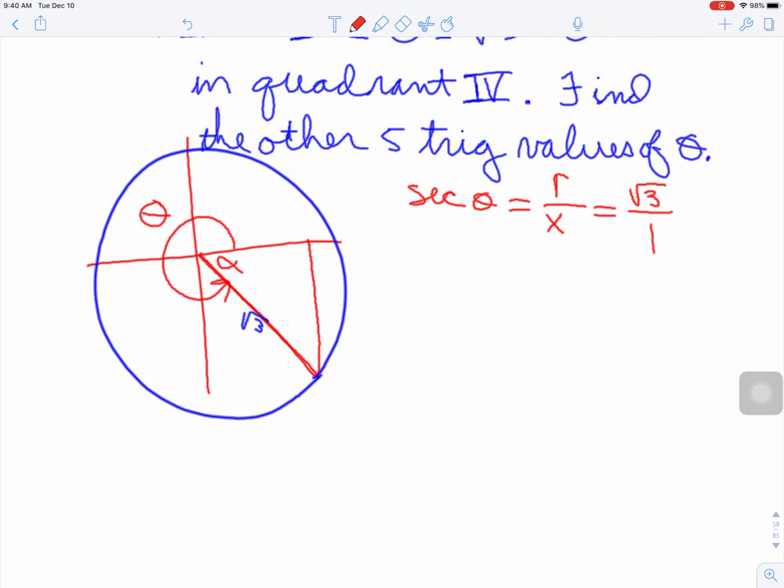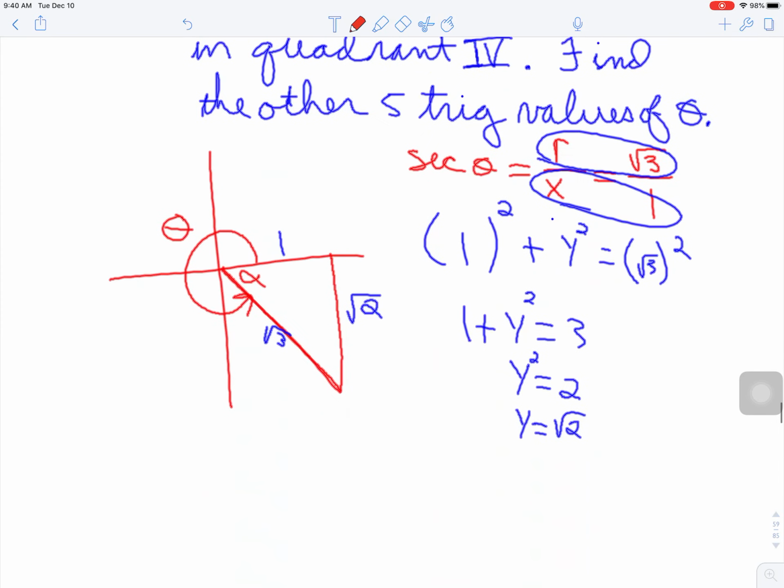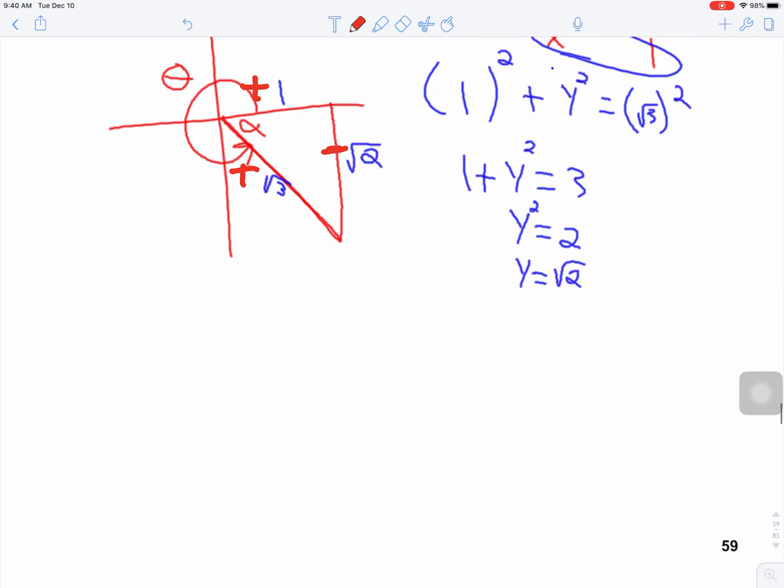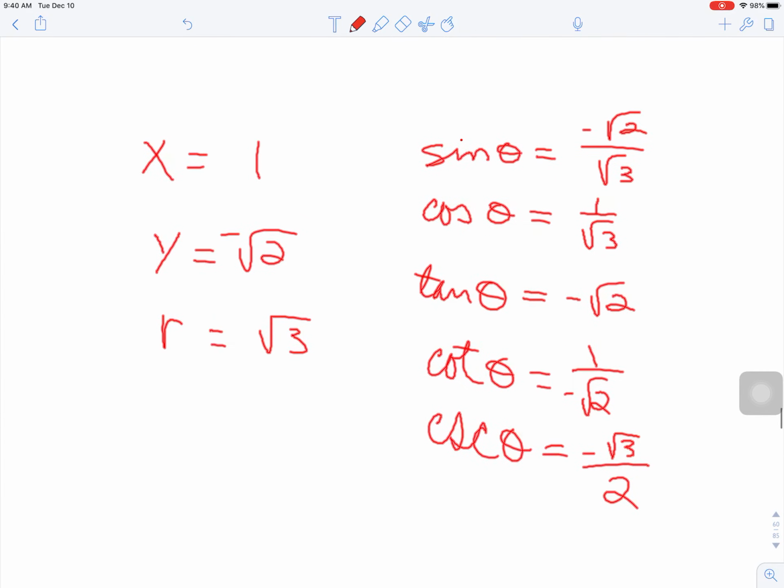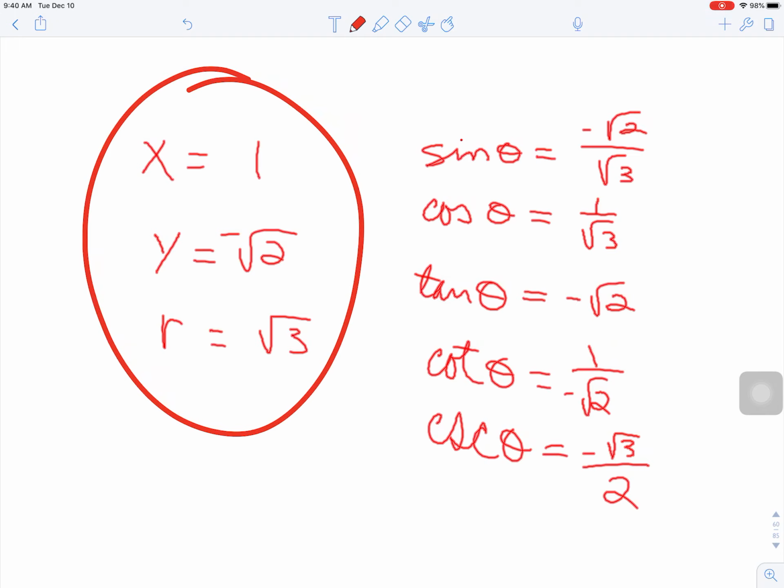I know that the secant is the radius over the x value, right? Reciprocal of the cosine. So the radius is square root of 3 and the x value is 1. Well, a little Pythagorean theorem will get you that the missing side is square root of 2. Now, just fill in the blanks, keeping in mind this is a negative number, this is positive, and the radius is always positive. And so then you just take those 3 things and write the remaining 5 trig functions.